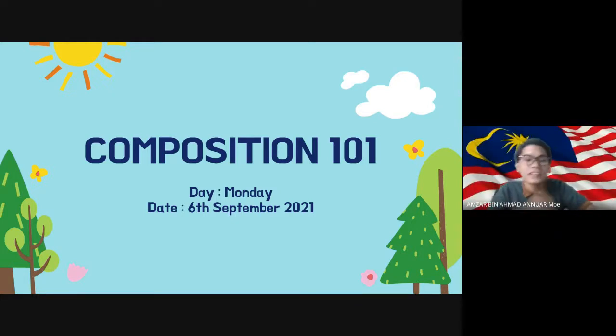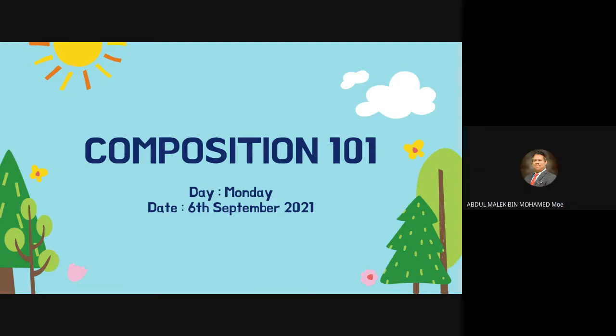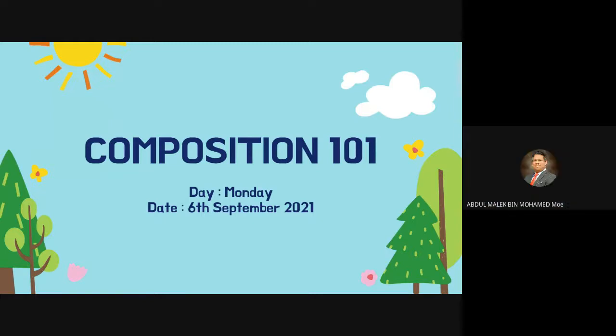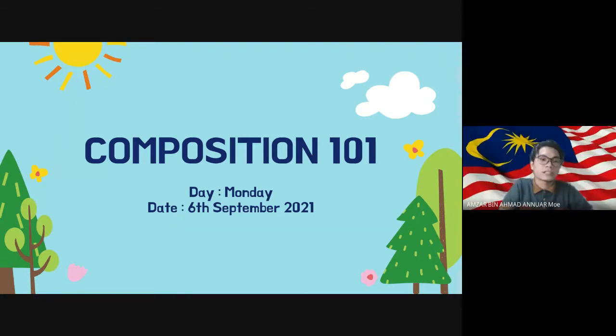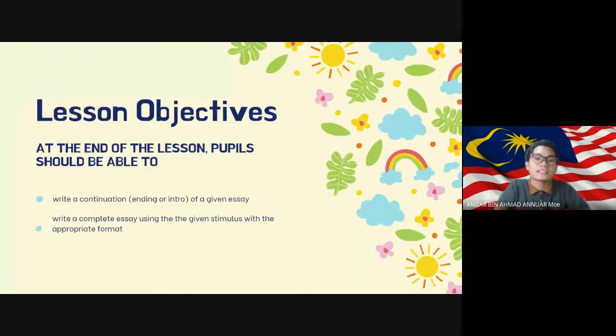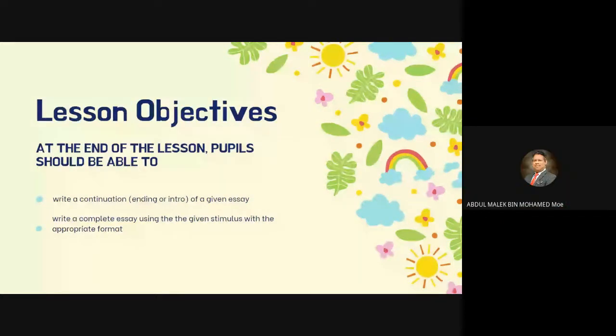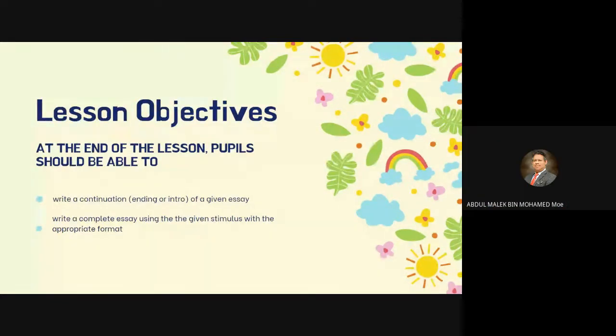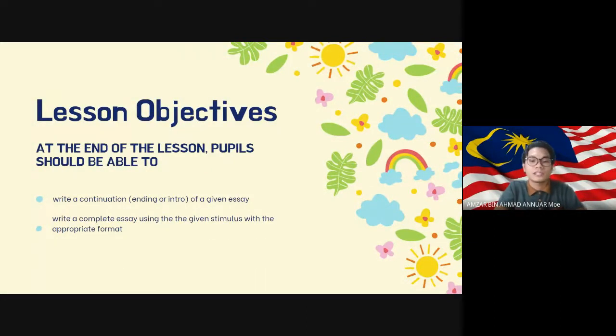Yes, today, GB Malik, we will be focusing on composition, that is essay writing, since many of my students are applying. 101 means we go back to basics. The objective for today for the students is that at the end of the lesson, pupils should be able to write a continuation, ending, or an intro of a given essay. So I'll be giving them a picture, then they will have to look and write either the ending or the intro. The stimulus is part of the essay, not all. The second one is they will have to write a complete essay using the given stimulus.